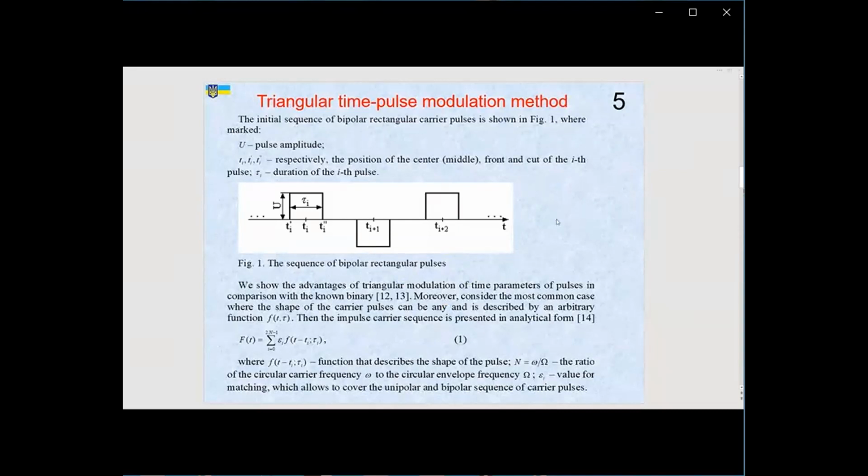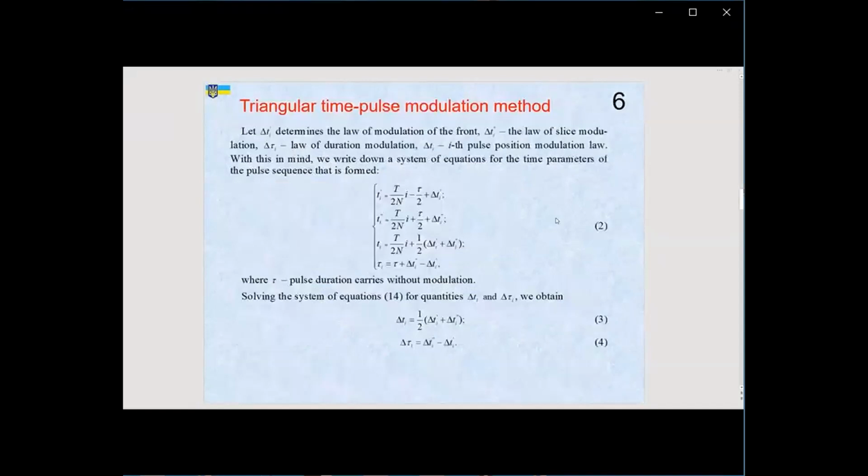Moreover, consider the most common case where the shape of the carrier pulse can be described by an arbitrary function. Then the impulse carrier sequence can be presented in the following form. Let delta t denote the law of modulation, delta tau the duration modulation, and delta tau i the pulse position modulation.